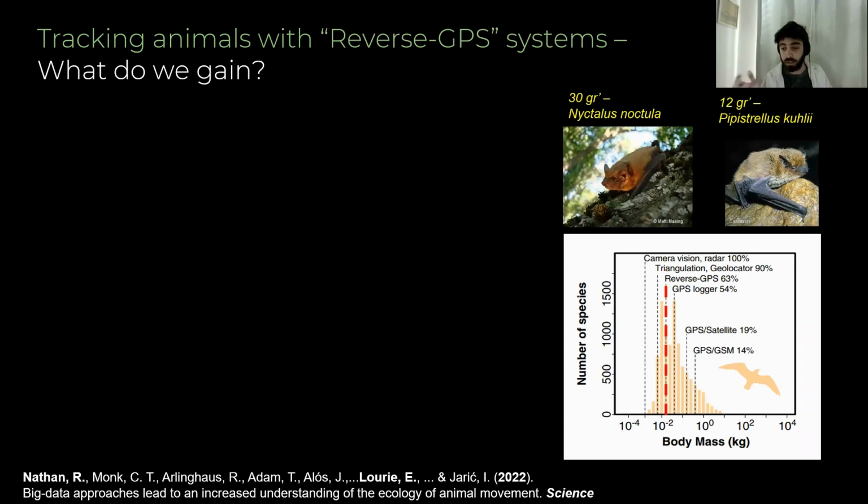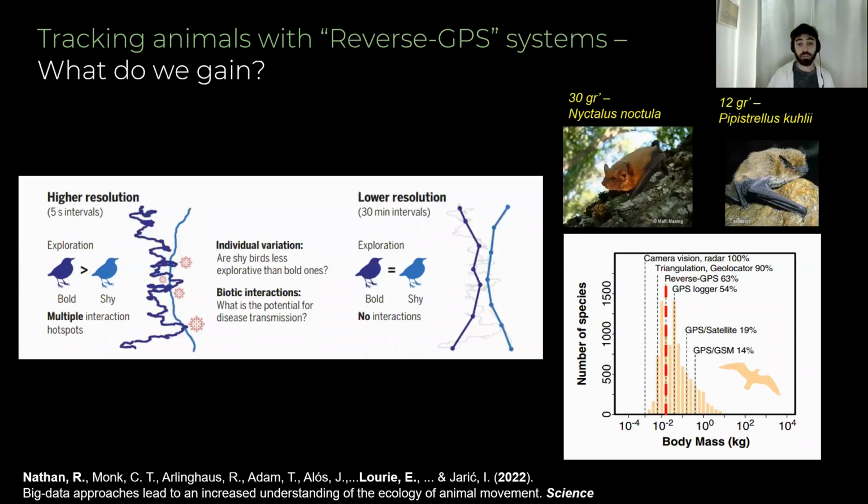With the GPS as comparison, you can basically track less than 20%, the big heavy ones, if you can catch them. In terms of actual research questions, then of course, if you have high resolution data, you'll get more potential to answer more questions. So just a schematic example here, artificial tracks.